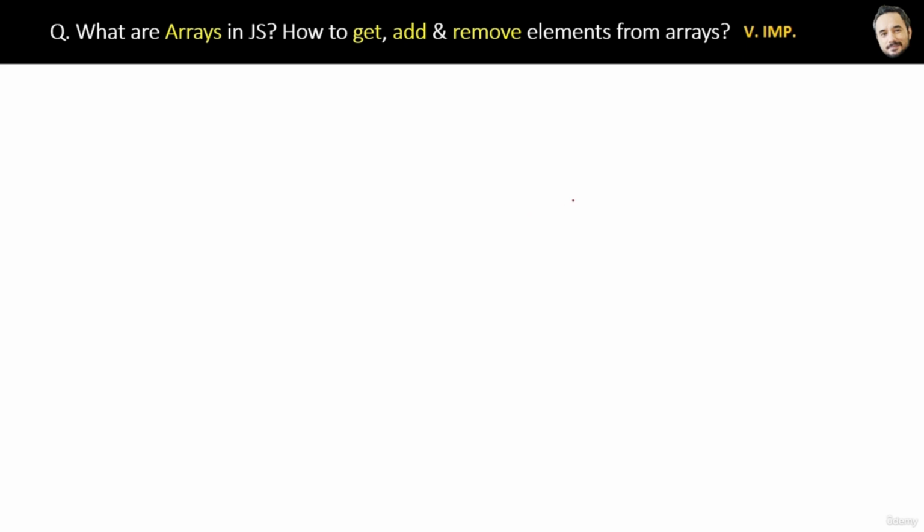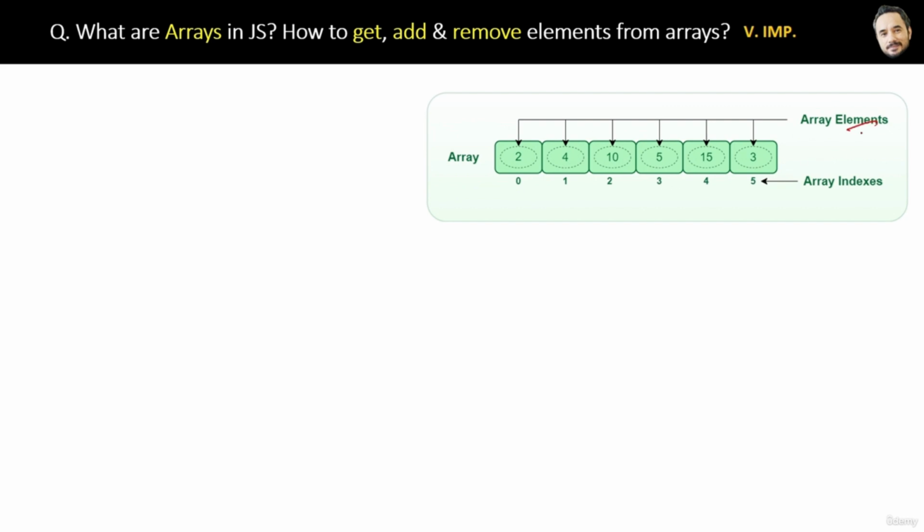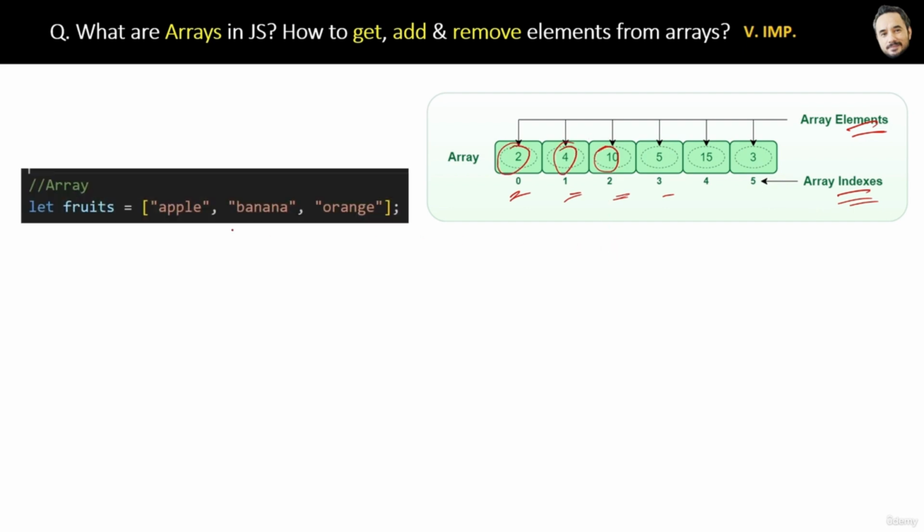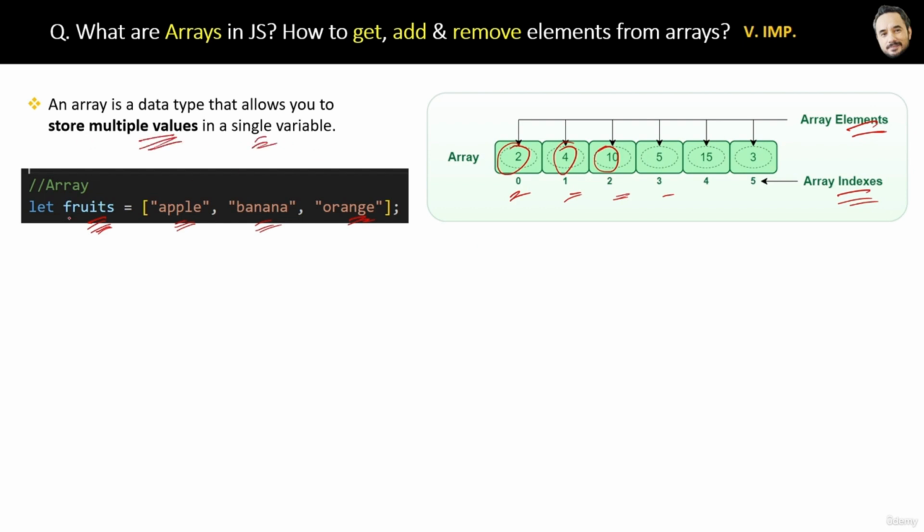What are arrays in JavaScript? How to get, add and remove elements from arrays? Very basic and important question. Here is a simple array holding the array elements, and below is the index of the elements by which we can access those elements, right? And like this code, we can declare an array in JavaScript. Here, fruits is an array data type, and it contains multiple elements inside it like apples, bananas, oranges, etc. So the definition of array is: an array is a data type that allows you to store multiple values in a single variable.